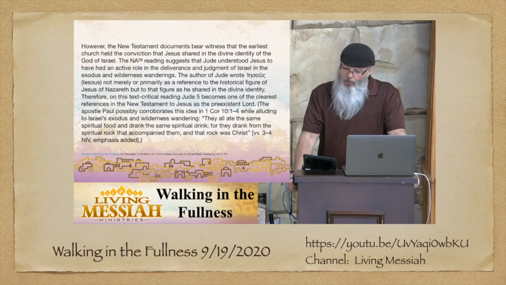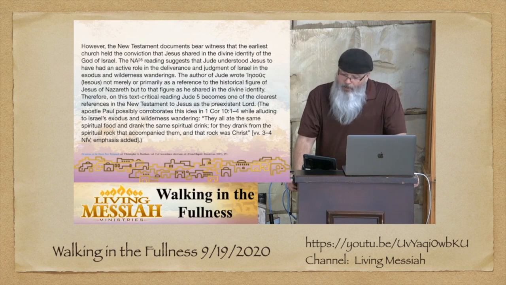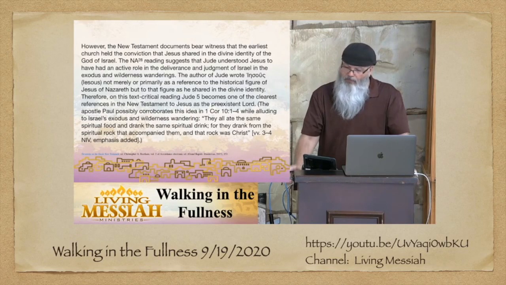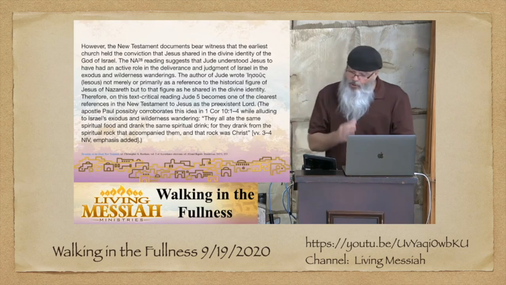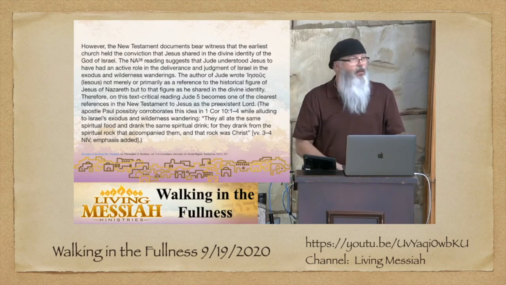The author of Jude wrote Iesus, not merely or primarily as a reference to the historical figure of Yahushua of Nazareth, but to that figure as he shared in the divine identity. Therefore, on this text-critical reading, Jude 5 becomes one of the clearest references in the New Testament to Yeshua as the pre-existent Yod-Heh-Vav-Heh.